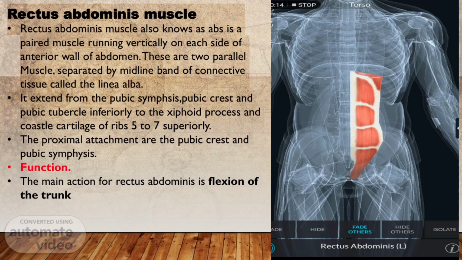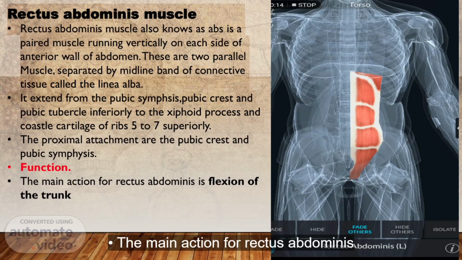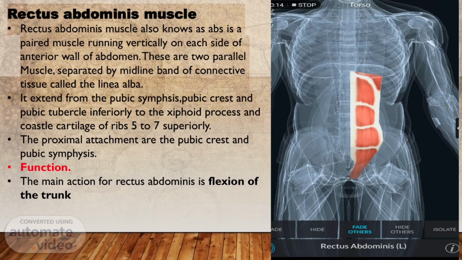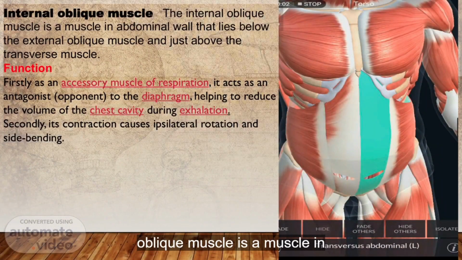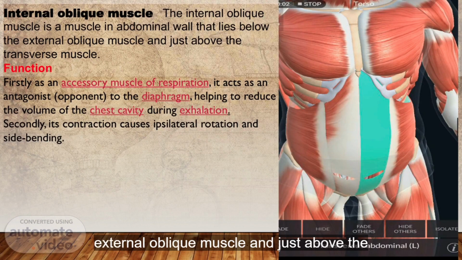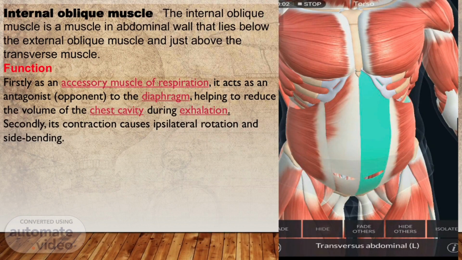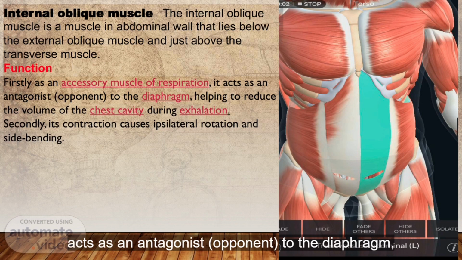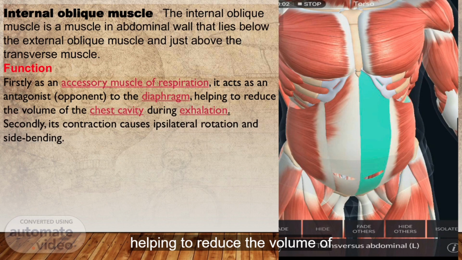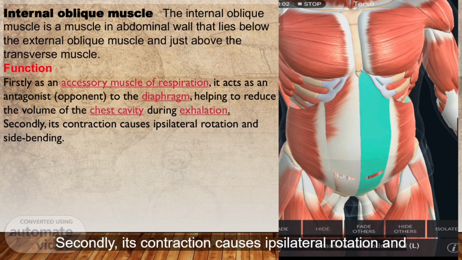Function. The main action for rectus abdominis is flexion of the trunk. Internal oblique muscle. The internal oblique muscle is a muscle in the abdominal wall that lies below the external oblique muscle and just above the transverse muscle. Function. Firstly, as an accessory muscle of respiration, it acts as an antagonist, opponent, to the diaphragm, helping to reduce the volume of the chest cavity during exhalation. Secondly, its contraction causes ipsilateral rotation and side bending.